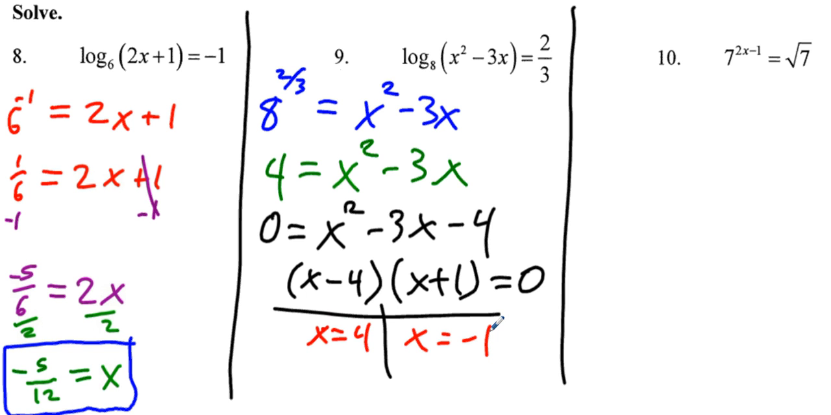Plug it in to make sure we don't get an extraneous solution. Plug in 4, we get 16 minus 12. 16 minus 12 is positive, that one's good. Plug in -1, that's 1 minus 3 times -1, that would turn to plus 3. That's positive, that works out also. Both good answers. Keep going.